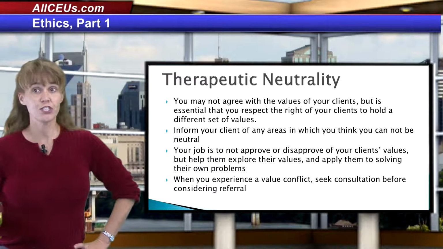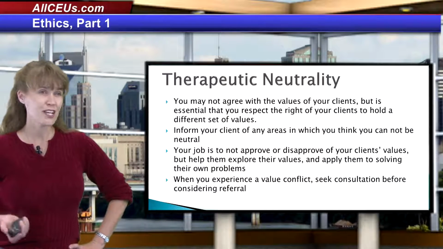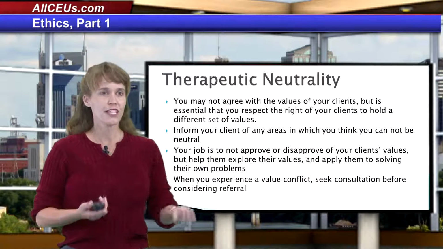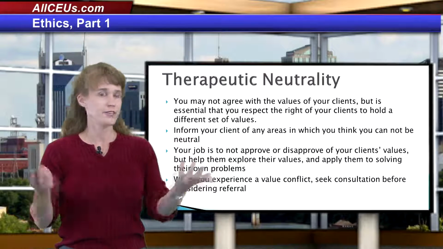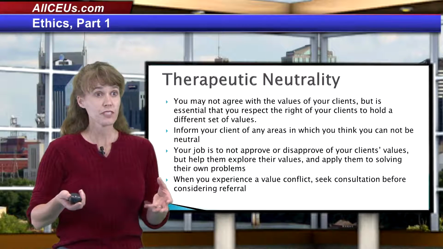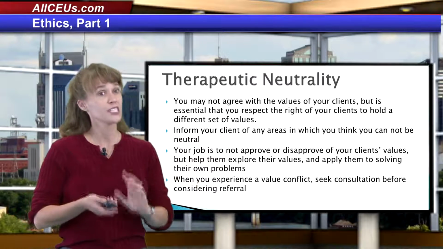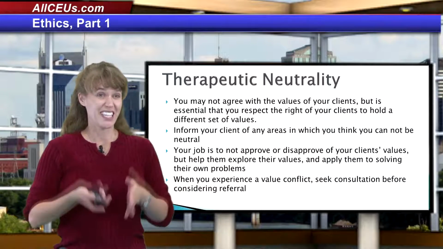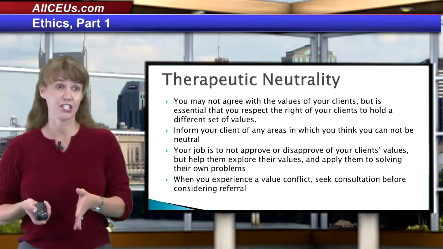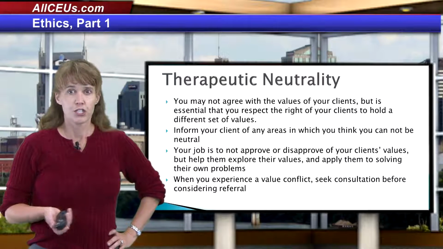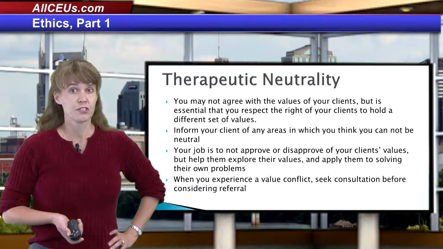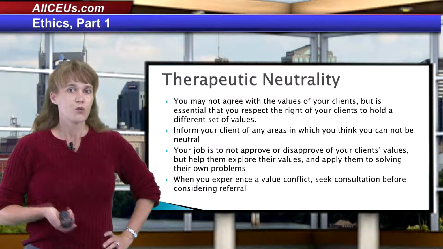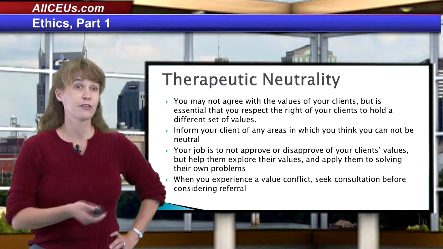Inform your client of any areas in which you think you cannot be neutral. There are some things that you may not be able to be neutral about. So be aware of those things going into it. If you know this client is presenting with issues surrounding something that you can't be neutral about, probably best to really consult with a supervisor or peer or something about whether this would be a good relationship to get into. Because if you can't be neutral, then once you get into the relationship, it's going to be a lot harder to make a referral. Your job is not to approve or disapprove of your client's values, but to help them explore their values and apply them to solving their problems. When you experience a value conflict, seek consultation before considering referral.